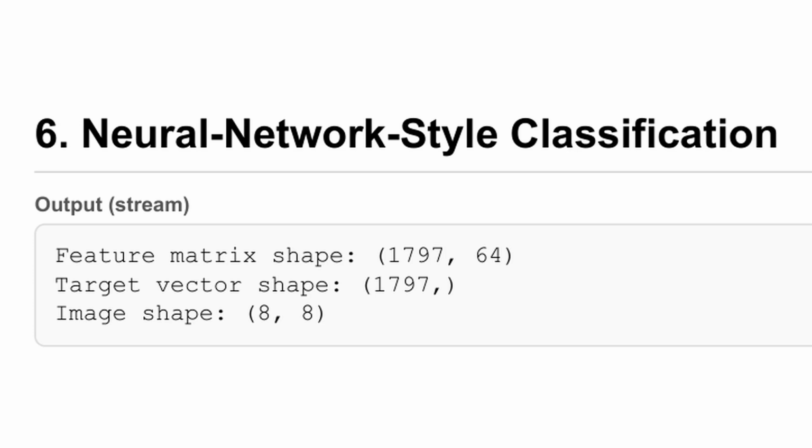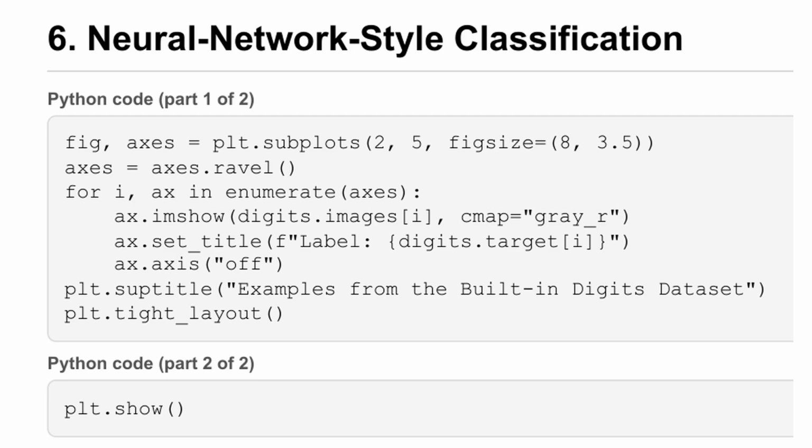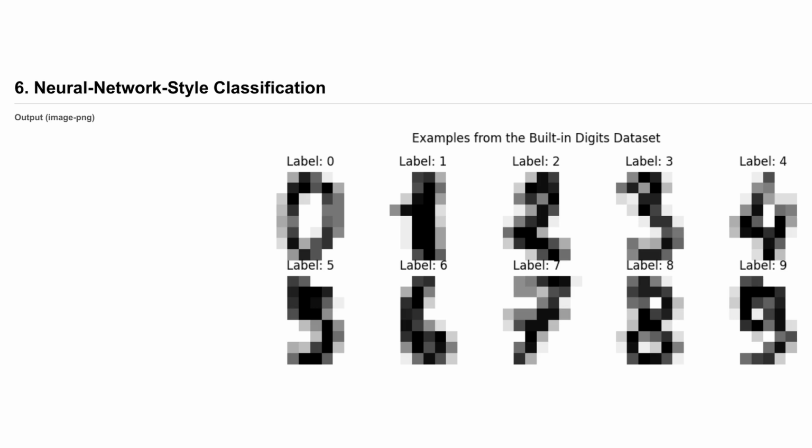We have over 1,700 images, each flattened into 64 pixel features, along with their corresponding target digit labels. Before training, let us visualize the data. This code sets up a grid of subplots to display the first few images from the digits dataset. The plot shows the low-resolution, handwritten digits we are working with. Our model will learn to recognize the pixel patterns associated with each number from 0 to 9.